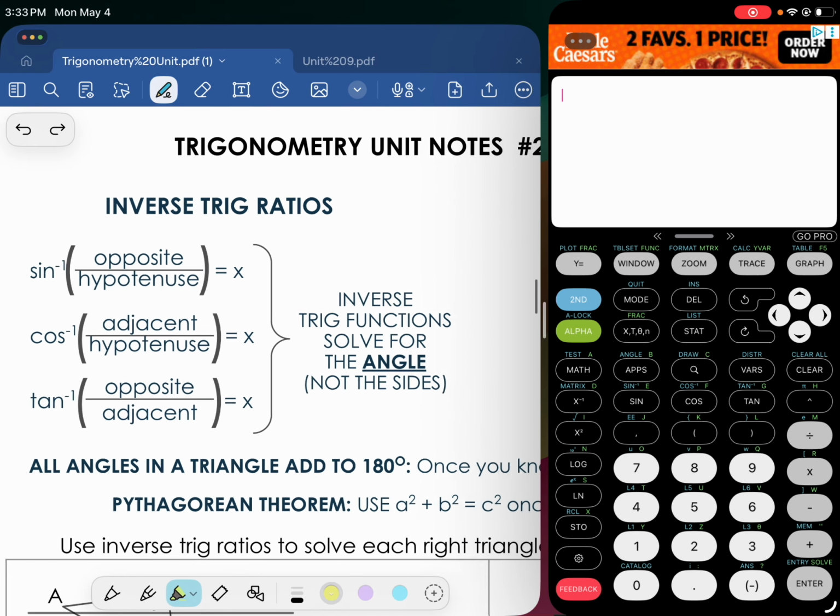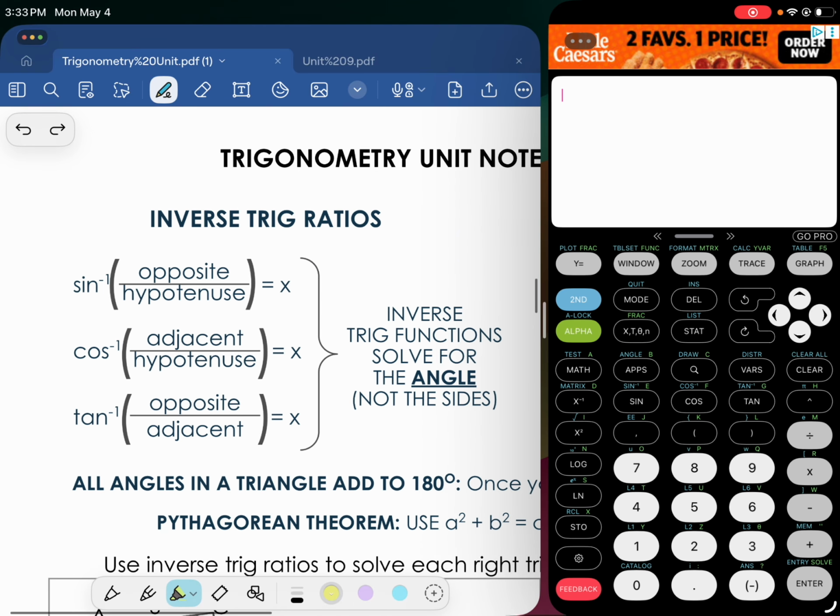In this section, we're going to be talking about inverse trig ratios. An inverse trig function is essentially something that solves for the angle. So you put in the sides and it gives you the angle as an answer. In the first video, we talked about how to use the angle as a reference to write a ratio of the sides. Now you're going to input the sides and get an angle answer out.